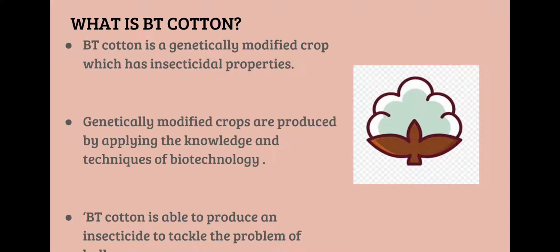What is BT cotton? BT cotton is a transgenic plant which is able to prop up a defense against pests that infect it. Pests like Lepidopteran larvae, for example, moth, butterfly, beetle, and bollworm. Genetically modified crops are produced by applying the knowledge and techniques of biotechnology. BT cotton is able to produce an insecticide to tackle its problem of pests. BT cotton's creation eliminates the need to use broad spectrum insecticides.